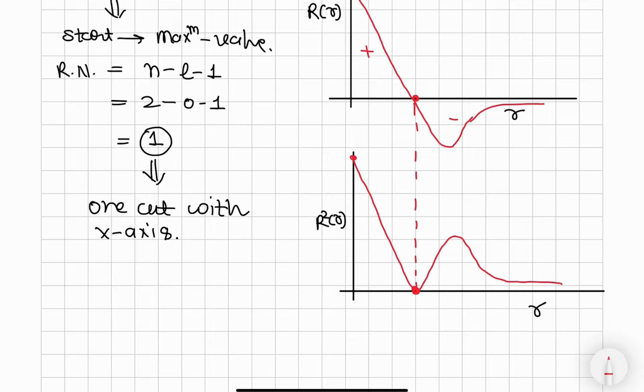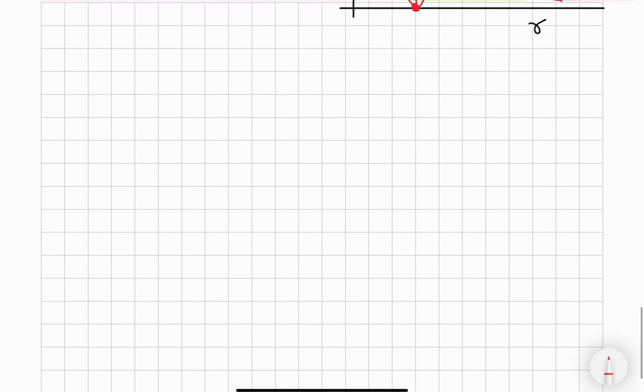Okay, next similarly we can draw the graph for the 3s orbital.